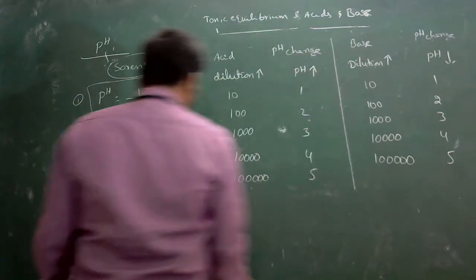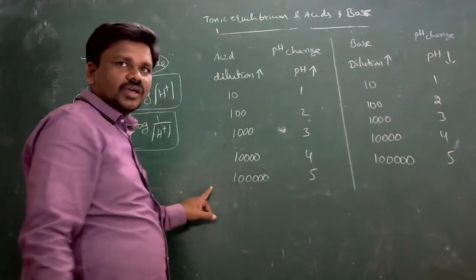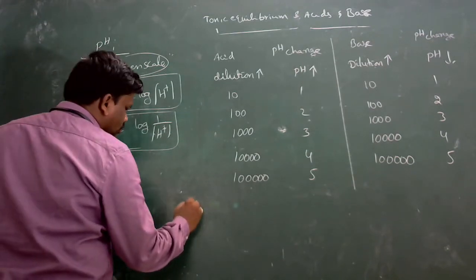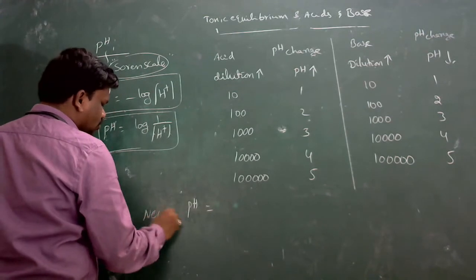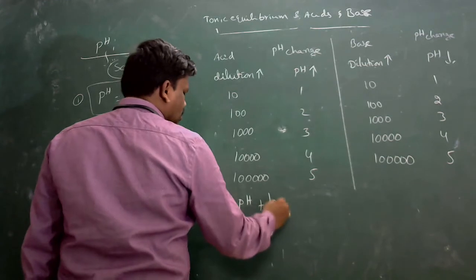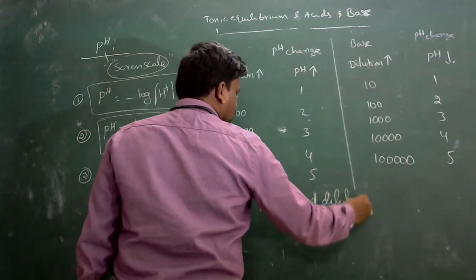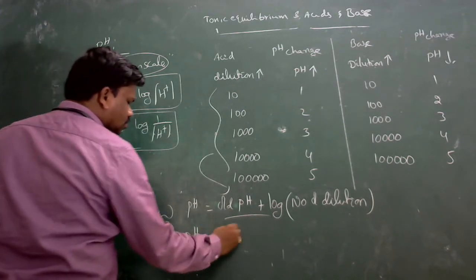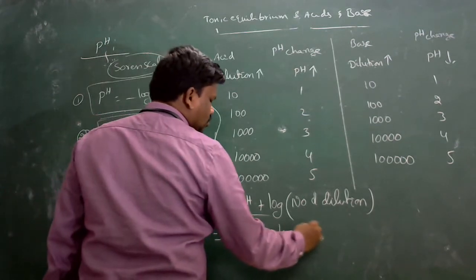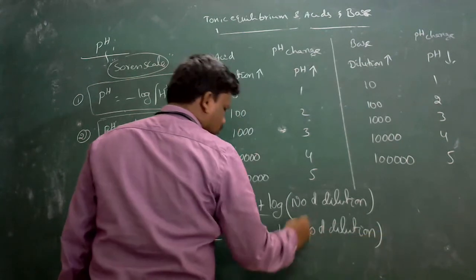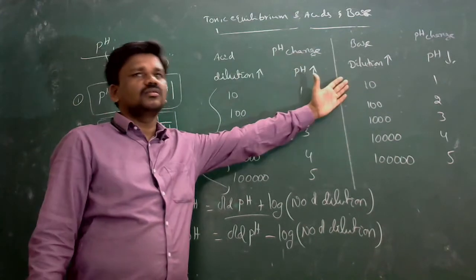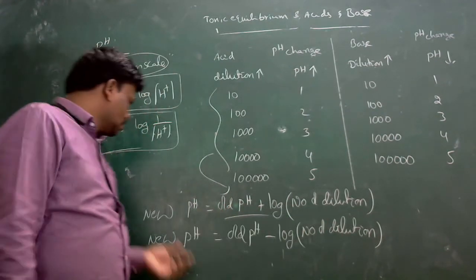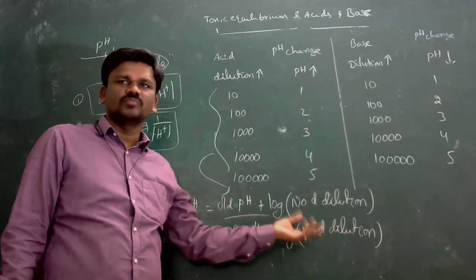Next, another one, the pH scale. For a given dilution, in case of acid, the new pH is equal to the old pH plus log of the number of dilutions. Or in case of base, the new pH is equal to the old pH minus log of the number of dilutions. Same for acids and bases, given the formula: in case of acid, new pH equals old pH plus log of number of dilutions; in case of base, new pH equals old pH minus log of number of dilutions.